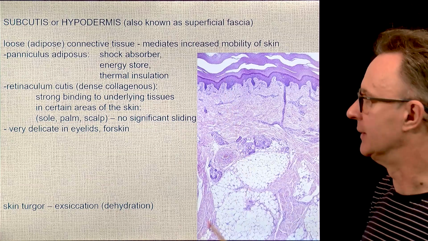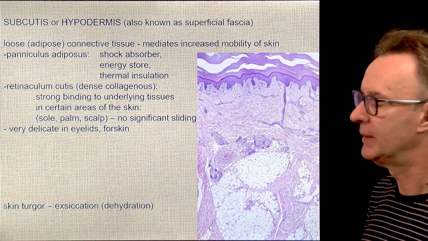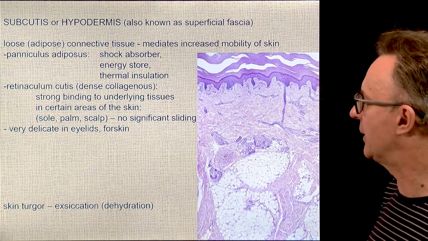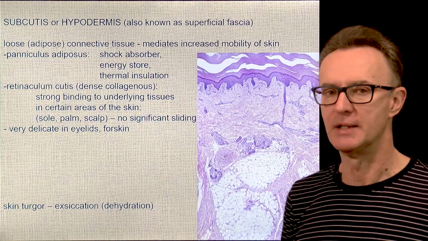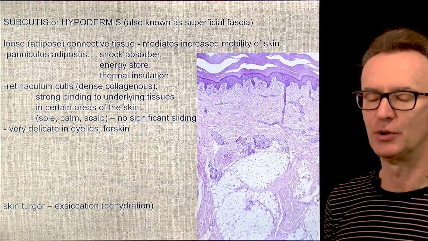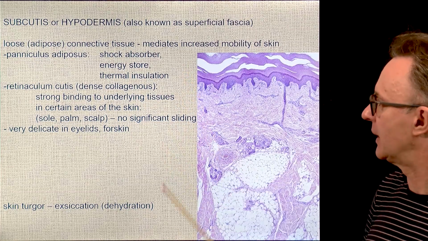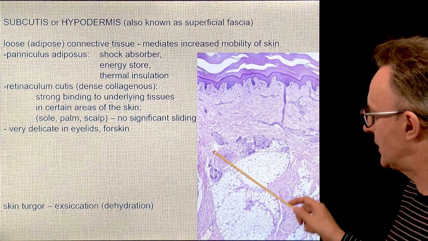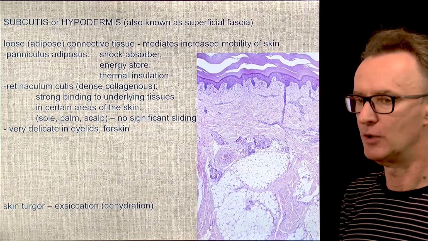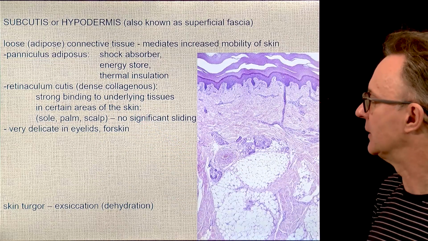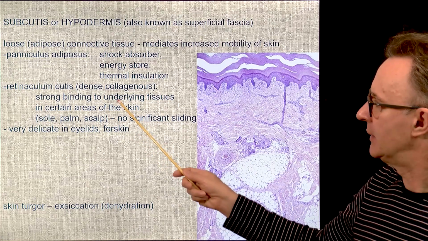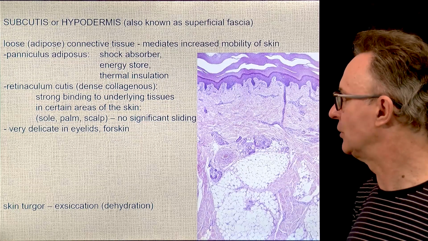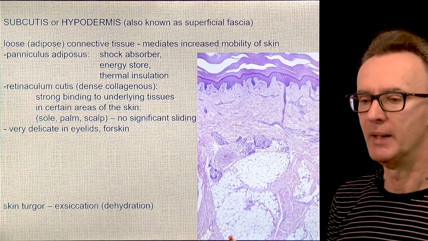Under the so-called skin, we have the third layer, the superficial fascia, called subcutis or hypodermis, which contains significant fat pads called panniculus adiposus. This is important for energy store, thermal insulation, and also is a kind of shock absorber against mechanical stress. And between these fat pads, we have collagen septae, retinaculum cutis, dense collagen fibers, and it couples the subcutis to the underlying skeletal elements, periosteum, for example. That's why it makes the skin stable.